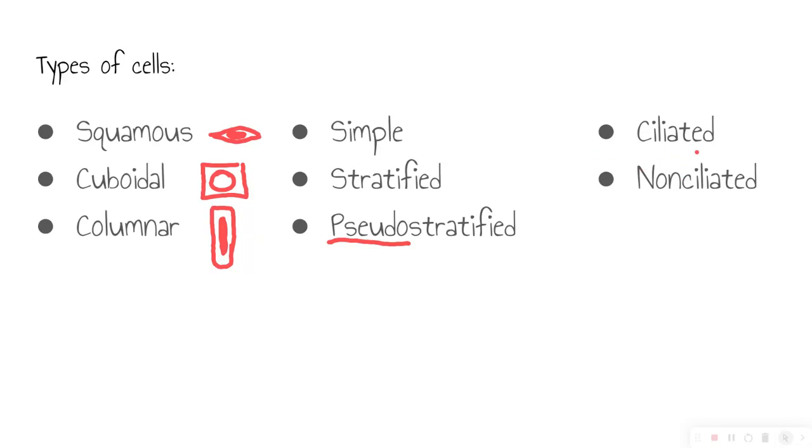We can have ciliated and non-ciliated cells, and cells that are ciliated have little hair-like things coming off the end of them, and those function to move mucus. So here we have a cell with cilia, and we can have a non-ciliated cell as well. These cilia are going to beat back and forth to move things like mucus. We can also have non-ciliated.